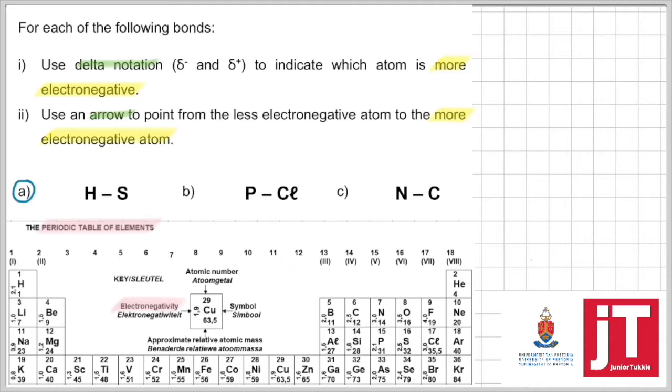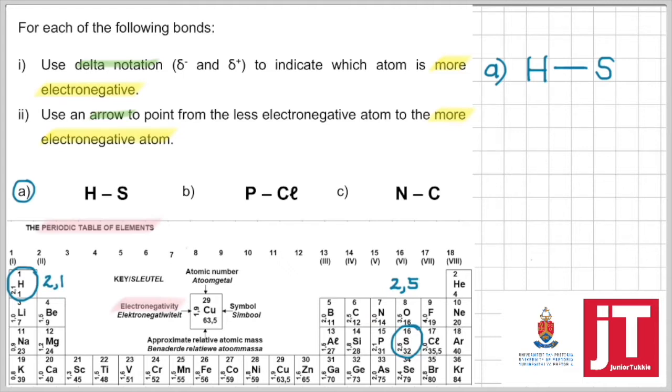Looking at the periodic table, you will see that hydrogen has an electronegativity of 2.1, while sulfur has an electronegativity of 2.5. Now, since 2.5 is bigger than 2.1, we know that sulfur is exerting a stronger force of attraction on the bond pair of electrons between it and hydrogen than the force of attraction that hydrogen is exerting on this bond pair of electrons.